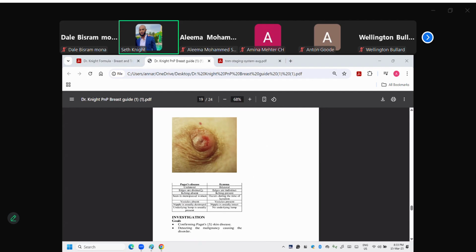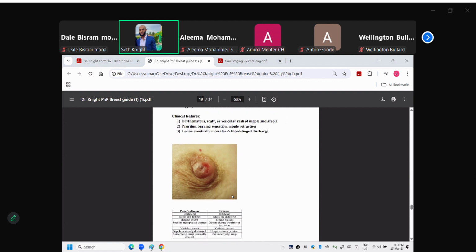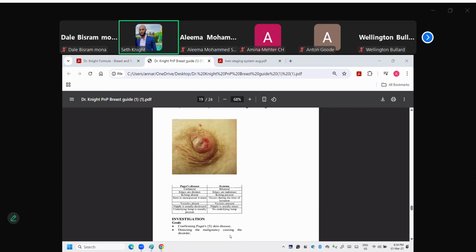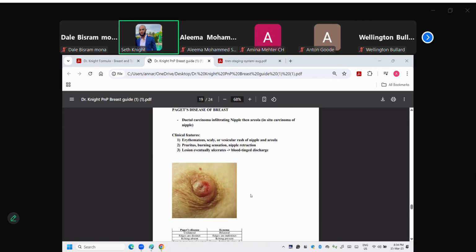So I have this little thing here that is comparing Paget's disease versus eczema. Unilateral makes it Paget's, whereas bilateral makes it more likely eczema. Menopausal makes it Paget's, whereas eczema is usually during the time of lactation. Other things I want you all to know is that there usually is a blood-tinged discharge with ulceration in Paget's. You don't really have a blood-tinged discharge in eczema. Okay, so Paget's disease has that classic presentation.